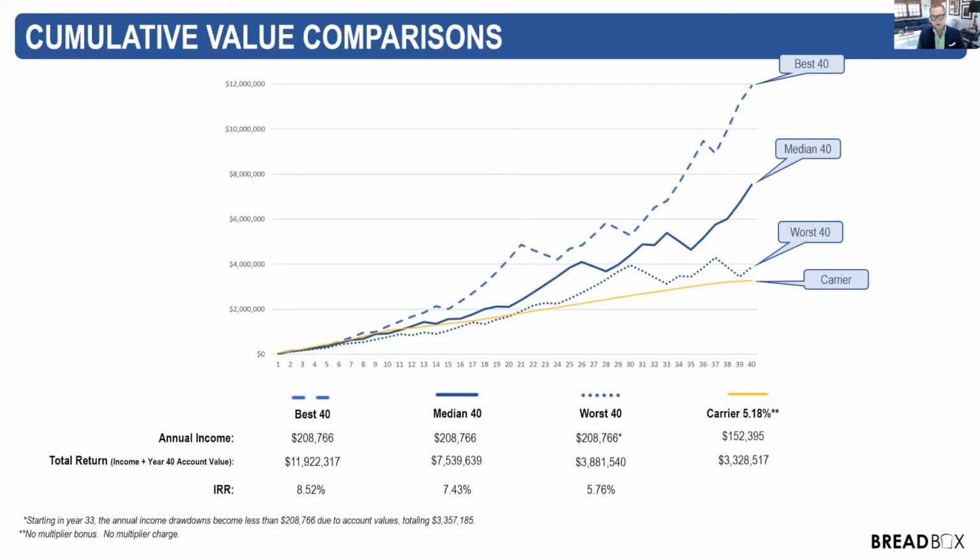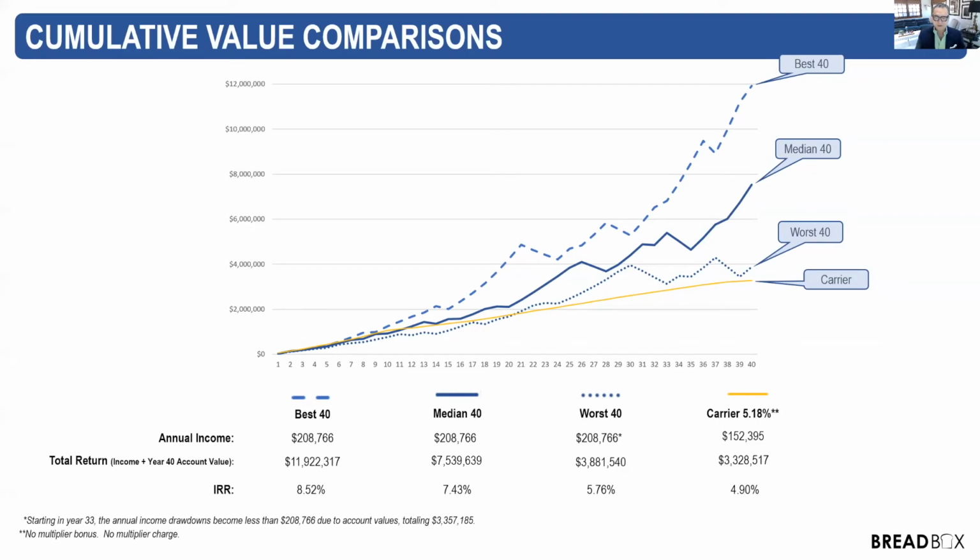The IRR in the best 40 was 8.52%. The median 40 was 7.43%. The worst was 5.76%. In the carrier illustration, again, we did a net IRR calculation based off of the premium going in, the income drawn down, and the cash surrender value at the end of year 40. And that produced a 4.90% internal rate of return.